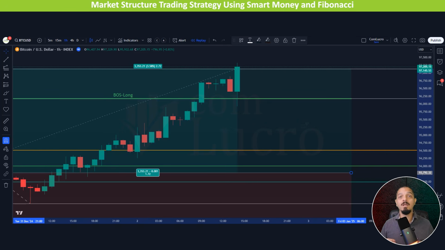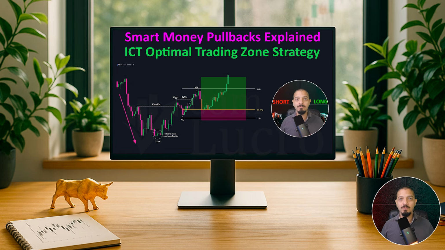And just like before, this setup results in another winning trade, reinforcing the effectiveness of this strategy when executed with discipline and precision. Before we wrap this up, remember that this strategy is built on market structure and liquidity, with Fibonacci used only as a precision tool after direction is confirmed. This same logic continues in another video here on the channel, where we break down ICT's optimal trading zone and show how pullbacks are most likely to end for more precise entries.